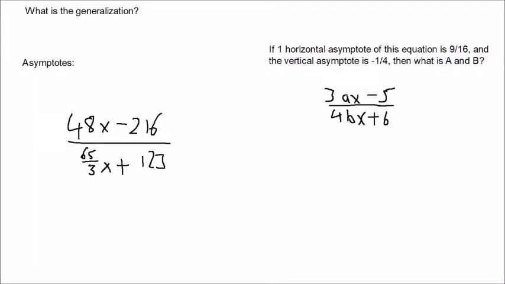So horizontal asymptote, you take the leading coefficient of the terms, and you divide them together, and that's your horizontal asymptote. You divide the top by the bottom, just like how it works.